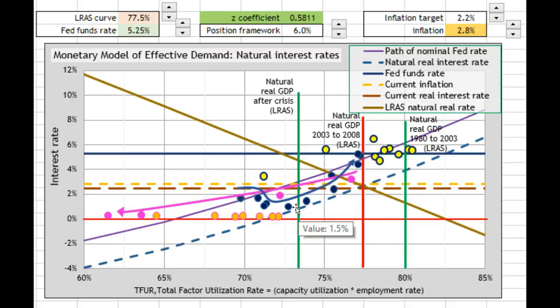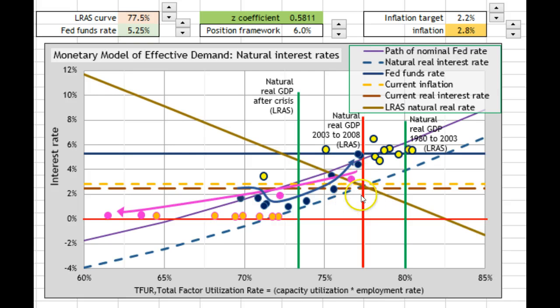let's move forward. Let's go back in time to third quarter 2006. We can see that the Fed funds rate is right here. This blue dot is where the Fed rate was in third quarter 2006. And we can see that the current real interest rate was right here, where the dashed blue line and this downsloping natural real rate line cross.